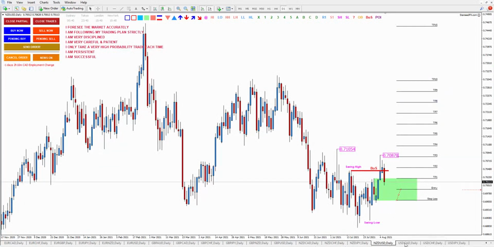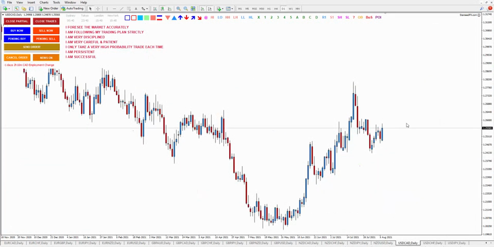Now let's go to US dollar Canadian. So here is the last breakout. It actually breaks above. This is the break of structure. This is the swing high, and this is the swing low, and the order block is the last bearish candle before the breakout happened. It passed just a little bit, and then now it goes up again, and your take profit target is around here.